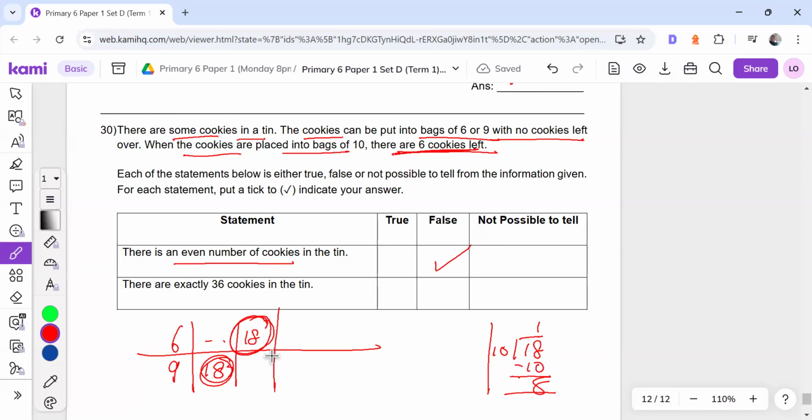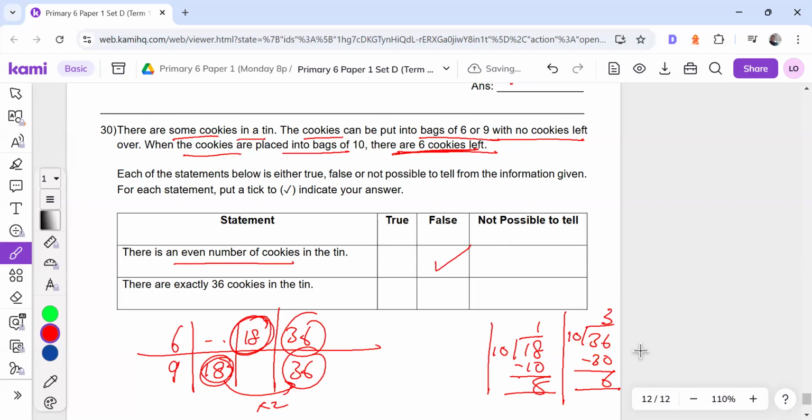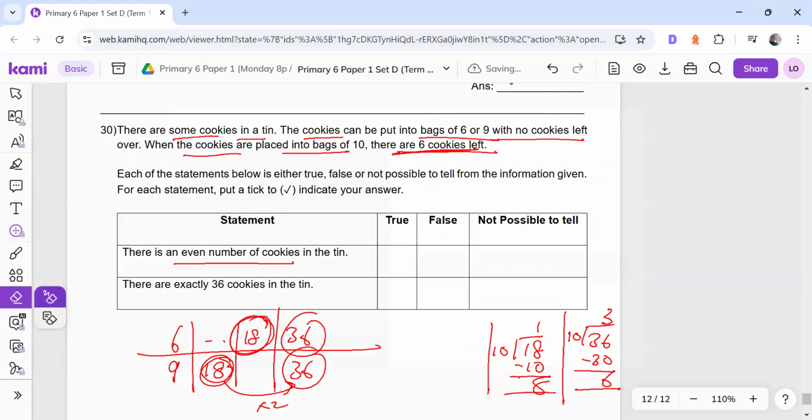You only test one common multiple. Then how about the next common multiple? Do you go and test the next common multiple? How do you get the next common multiple? You times 2. And you get the next common multiple, 36, and you divide by 10. What do you get? 3 times 10, 30, and there is a 6 left over. So just now you put false, answer wrong. You put true also answer wrong.